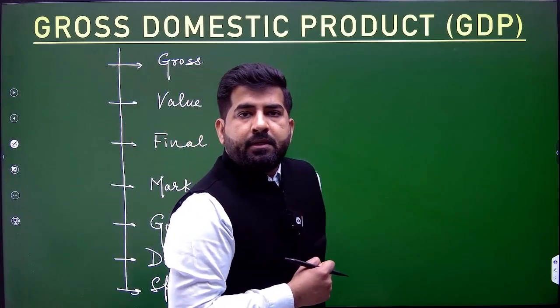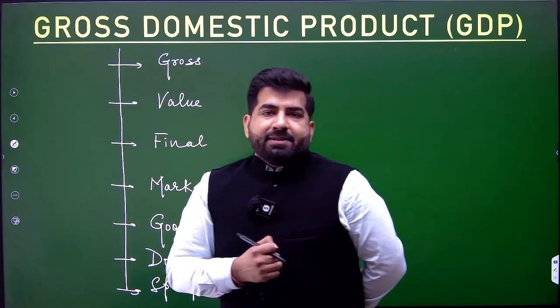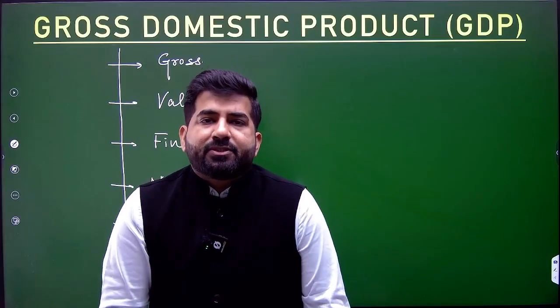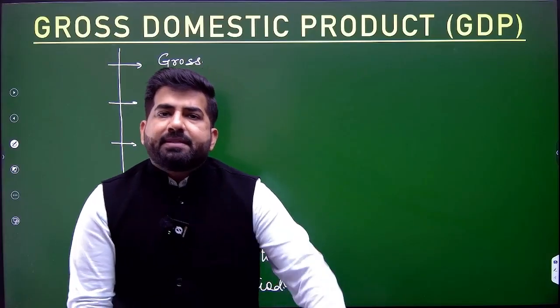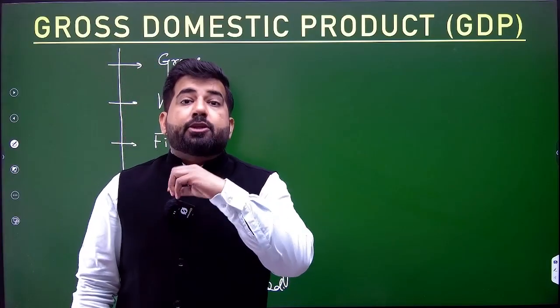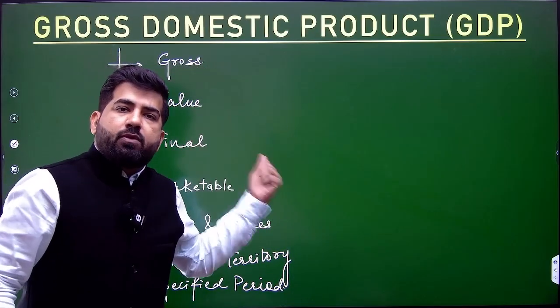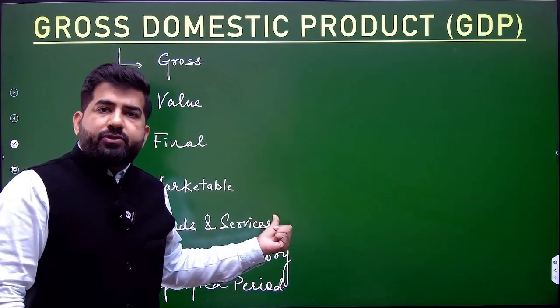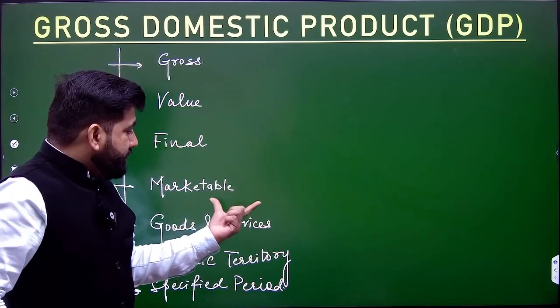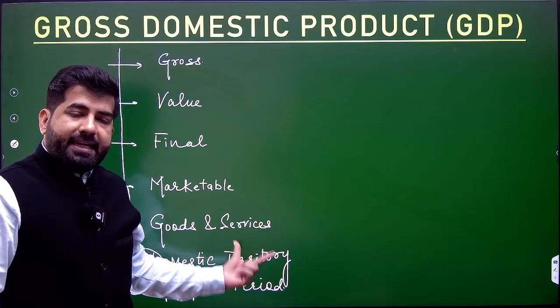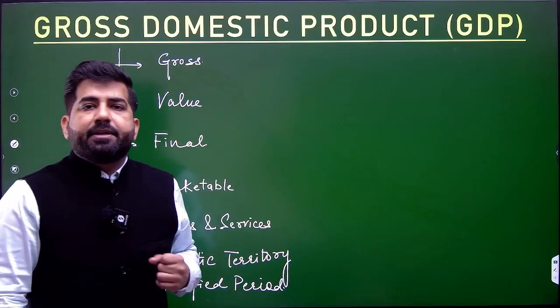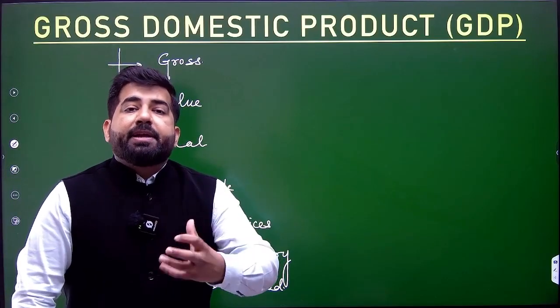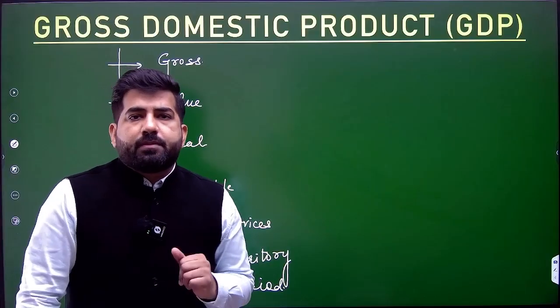Clear? Now this is a definition, which you must be reading as well. That GDP is the gross, or you can say the total value of goods and services produced within an economy, produced within the domestic territory in a specified year. Now let me elaborate the meaning of each term.